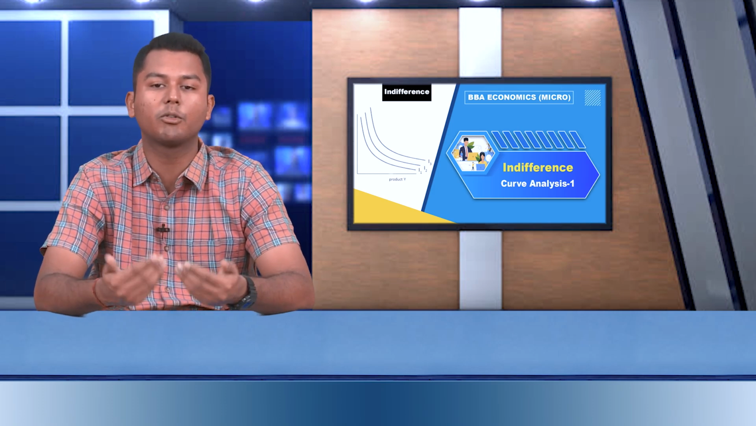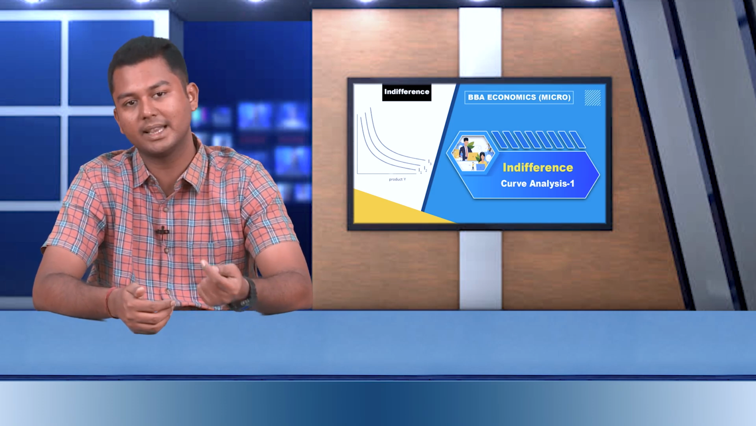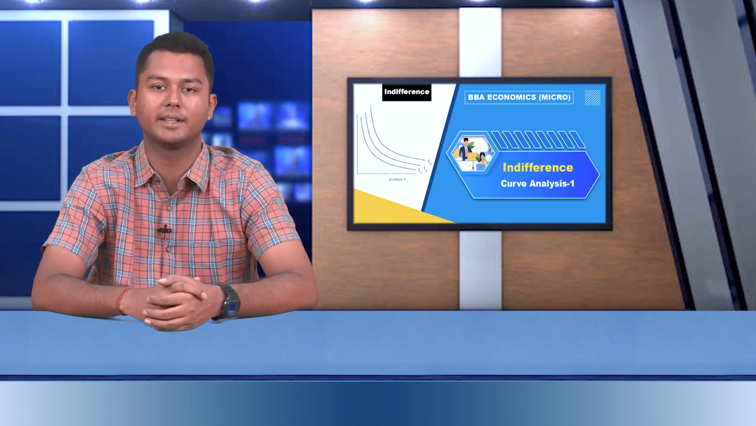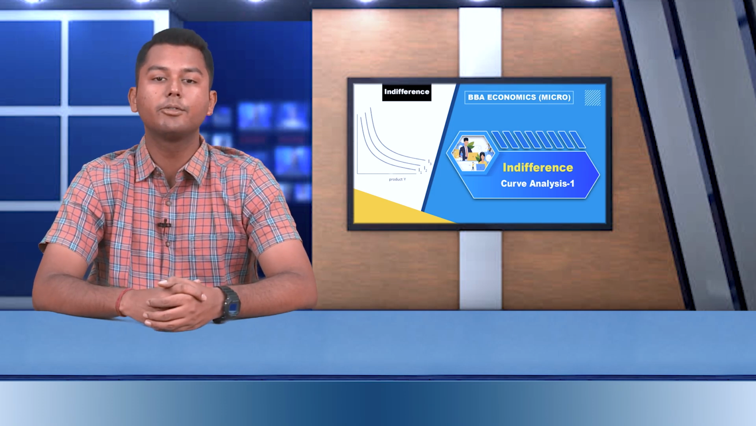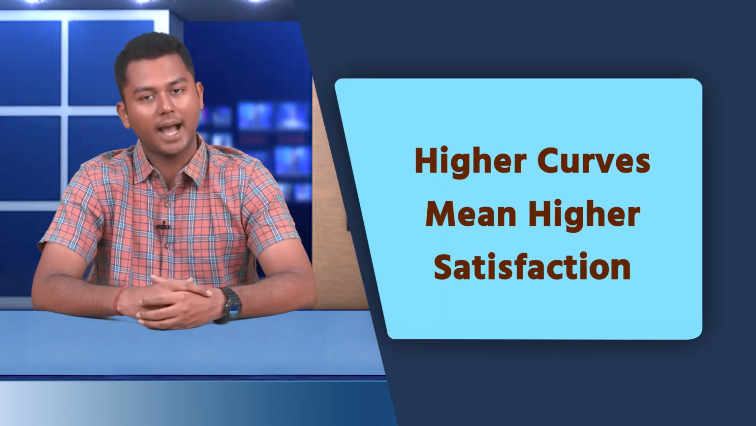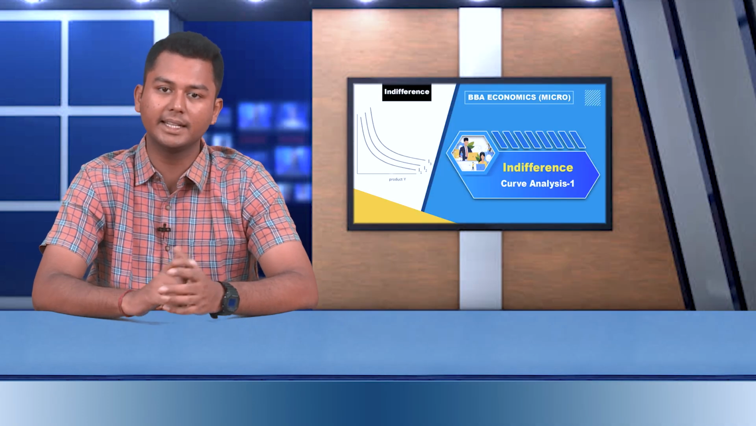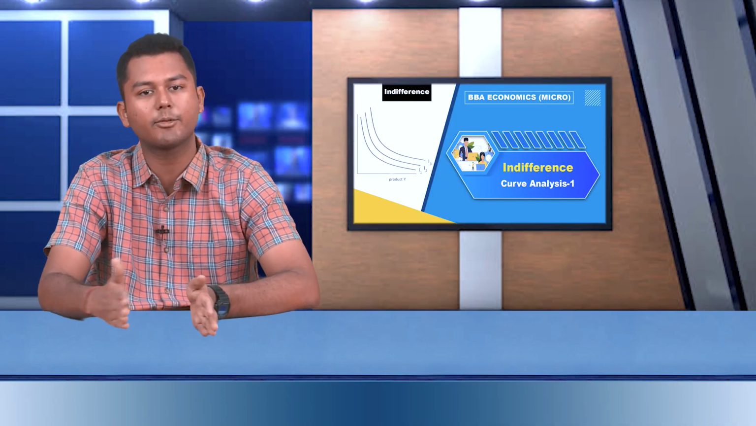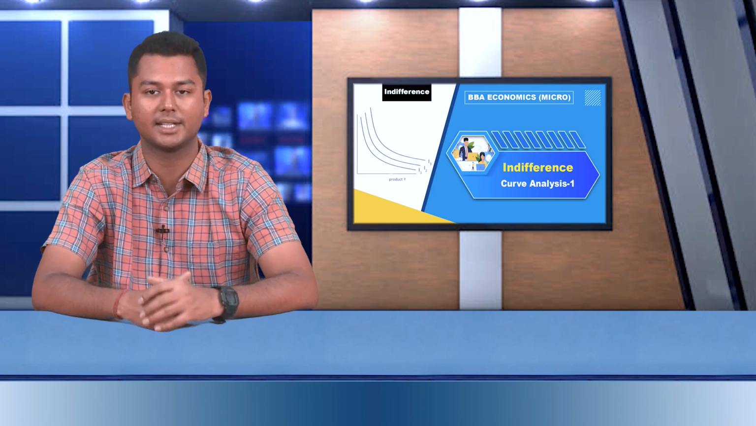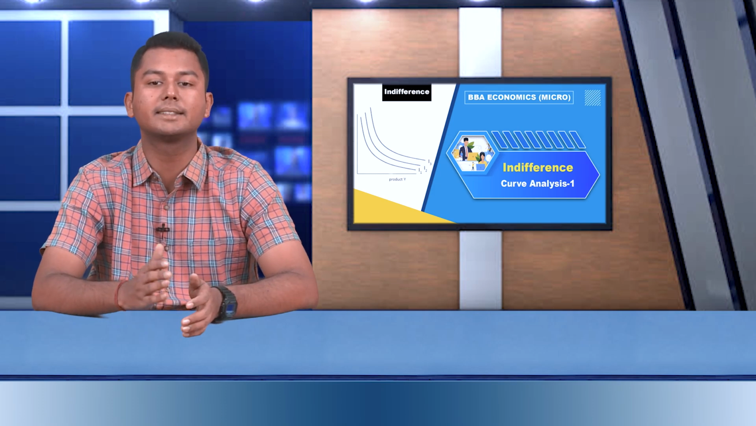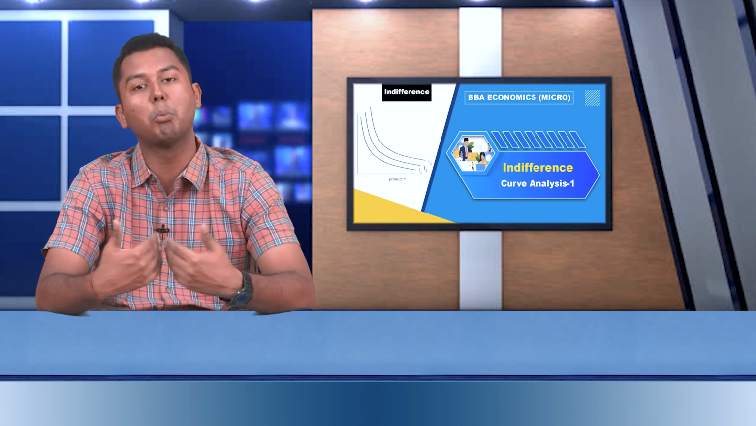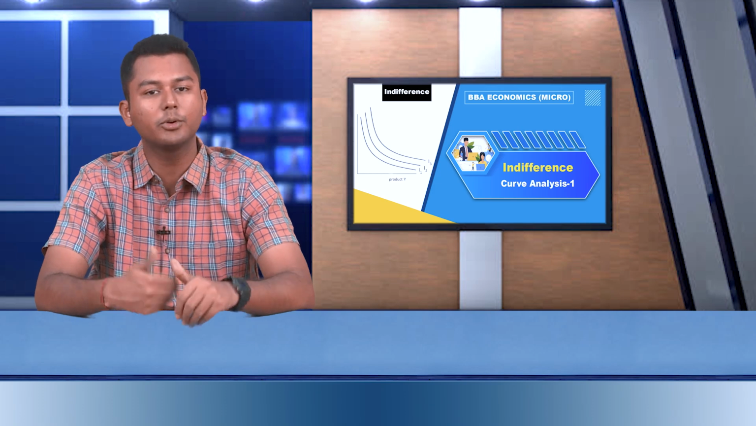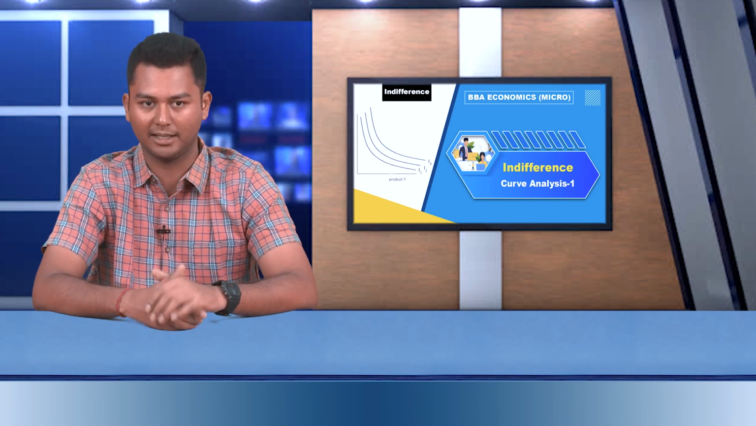Each combination of goods can provide only one level of satisfaction for a given consumer. Further, higher curves mean higher satisfaction. As we have seen, indifference curves that are further away from the origin represent a higher level of satisfaction. This reflects the assumption that consumers prefer more of goods to fewer goods, other things being equal.